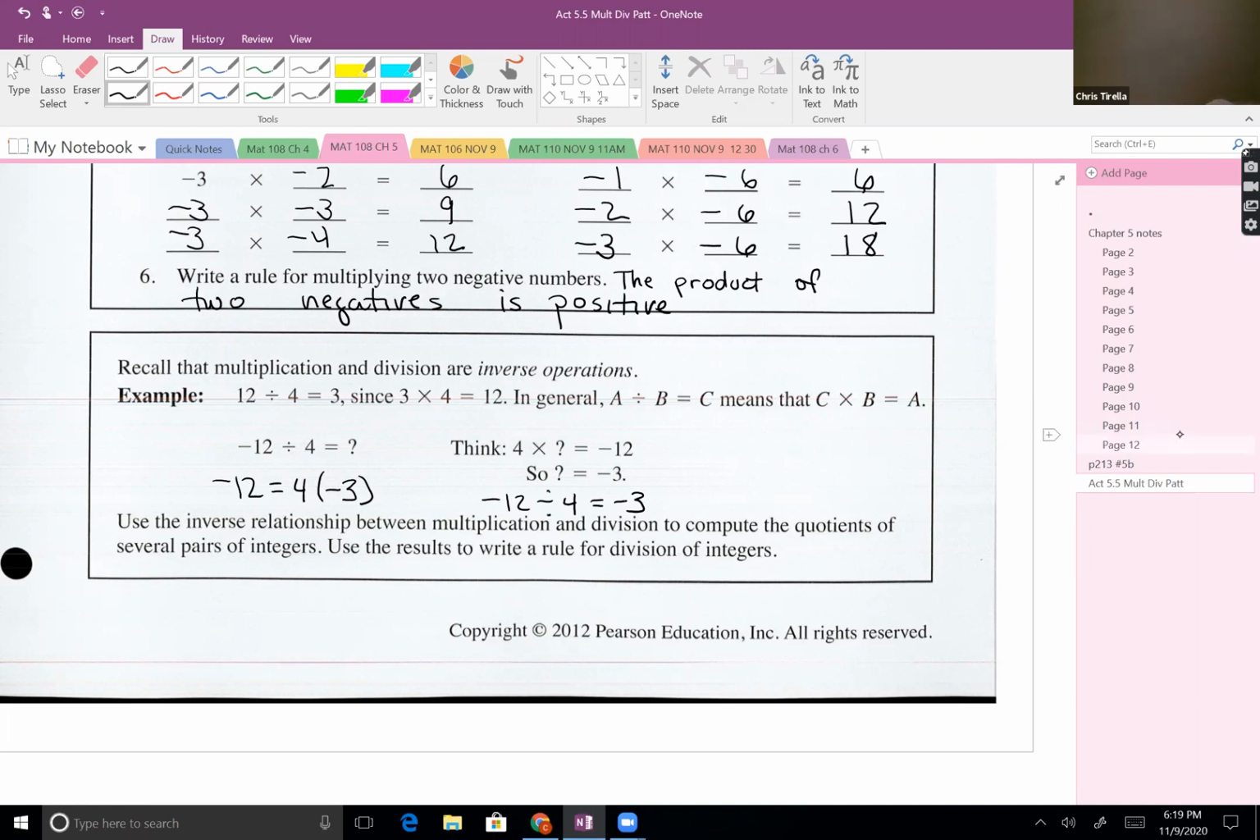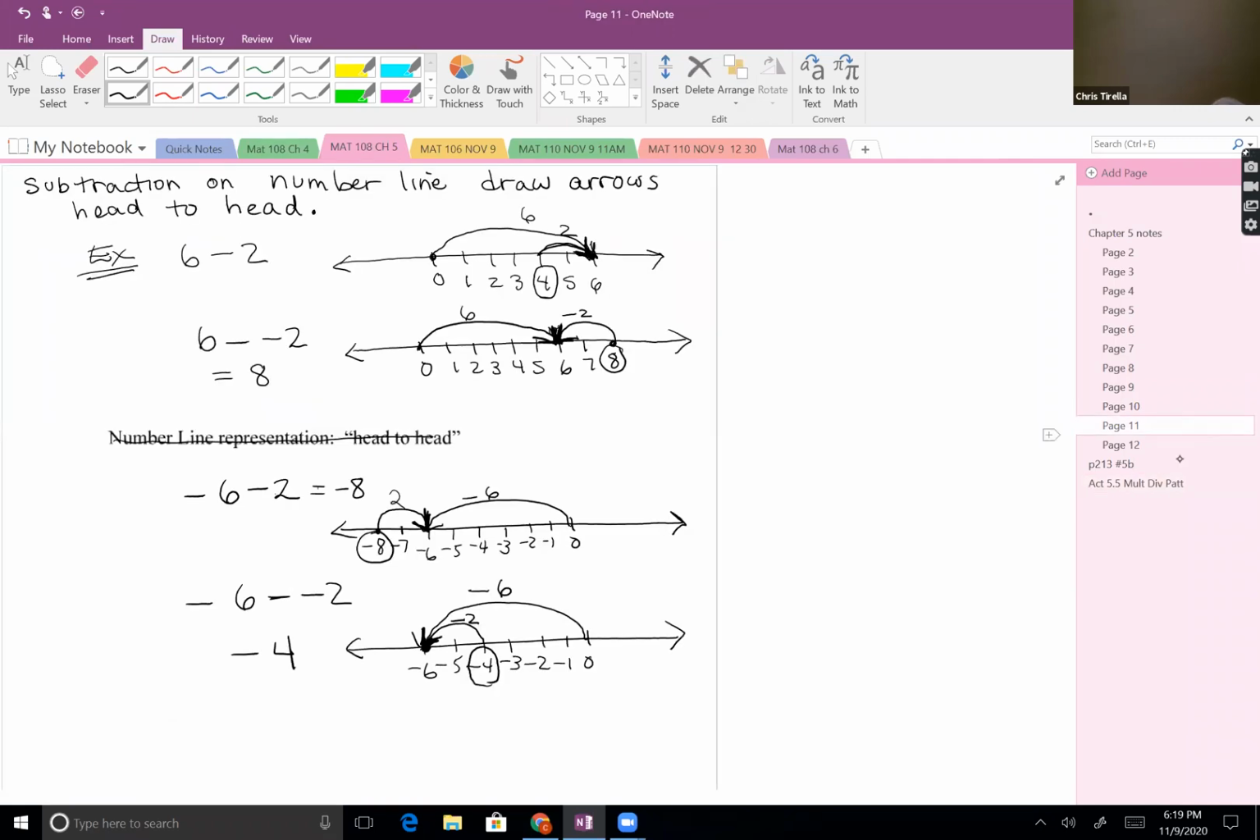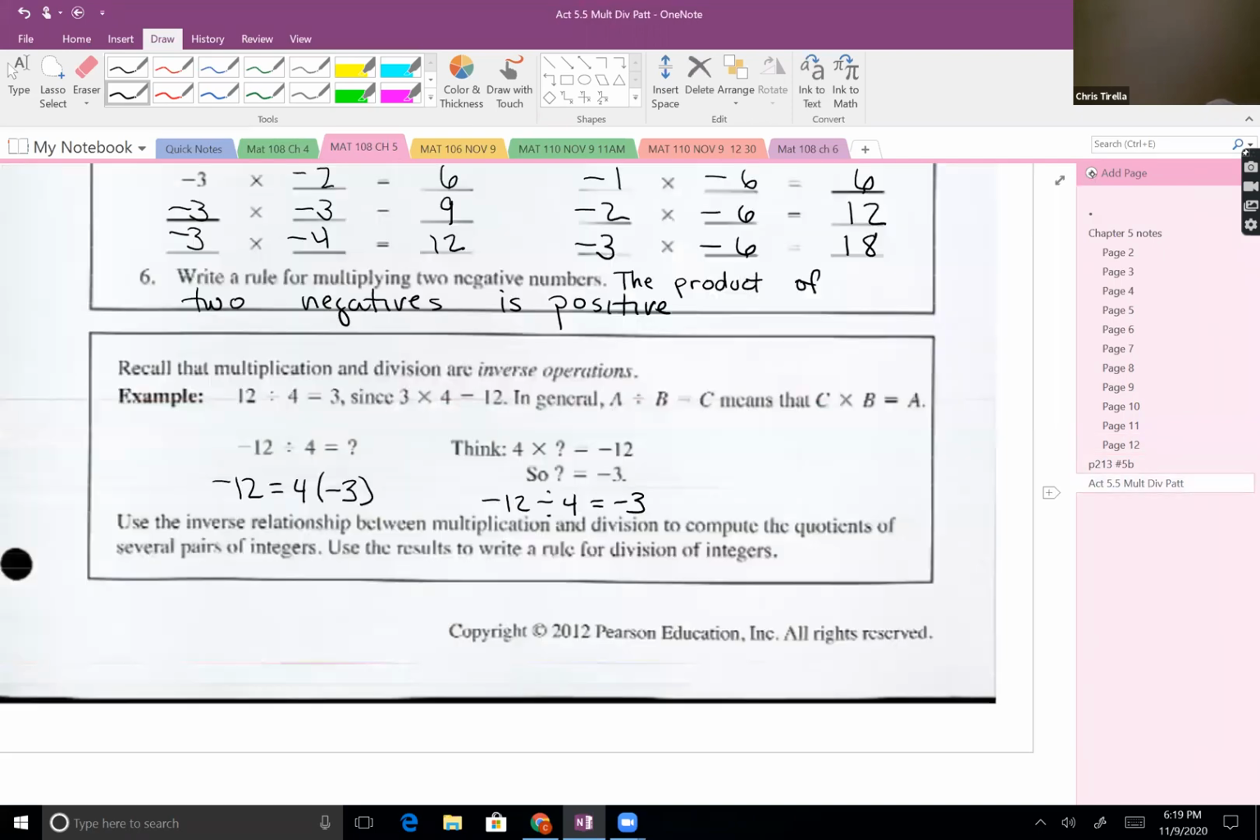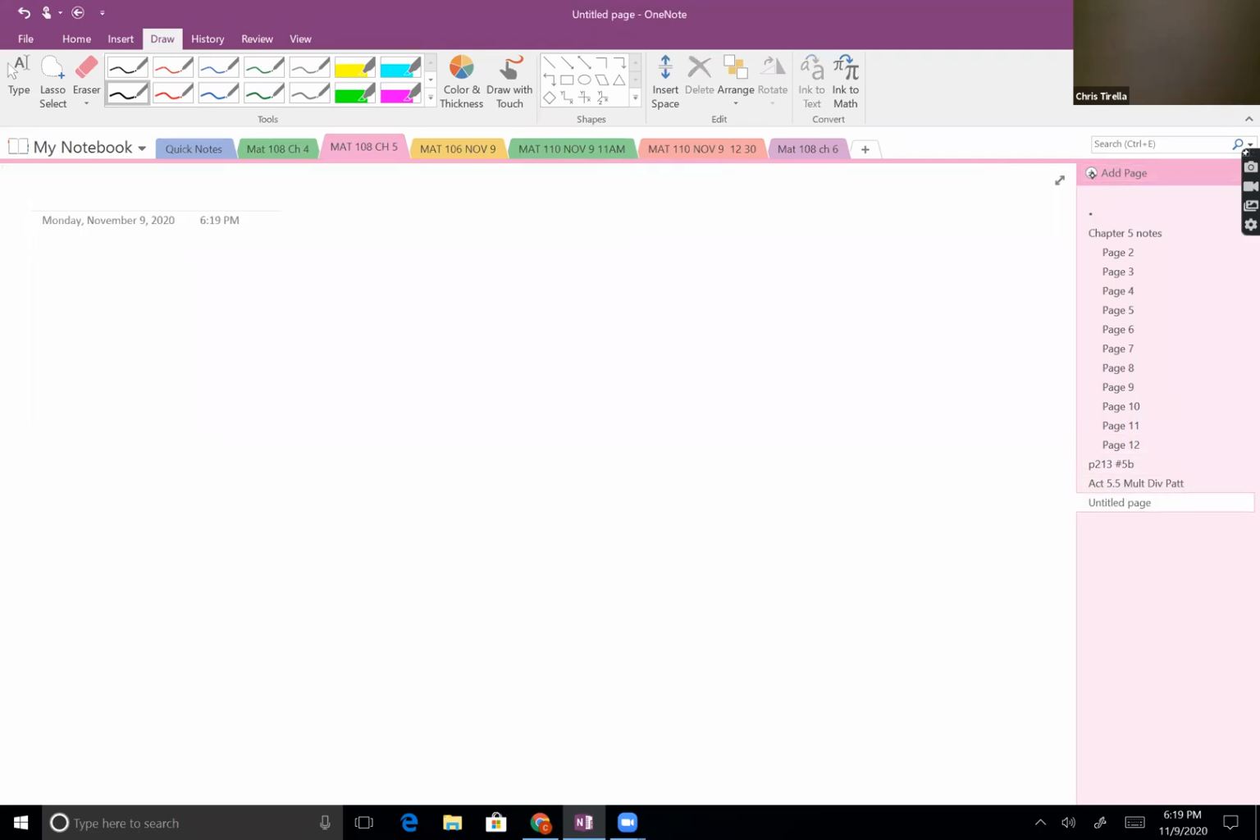If so, I think with the notes we left off at page 11, which was showing number line representations for subtraction of signed numbers, lining them up head to tail. And then for multiplication, I've got a blank sheet. So I'm going to go down here and add a blank page after. And so let's go through and let's look at integer multiplication and division.